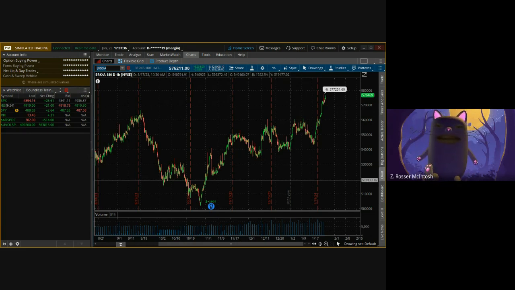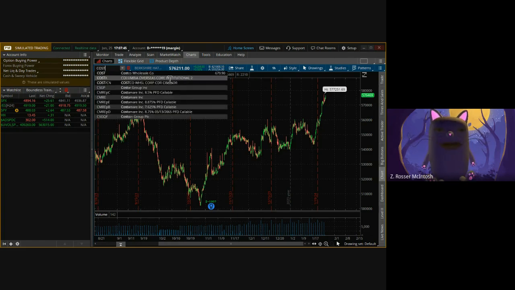Let's look at one of my favorites actually for long-term holding. Let's look at Costco, COST. In fact, you can even add Costco to your watch list because Costco is awesome.